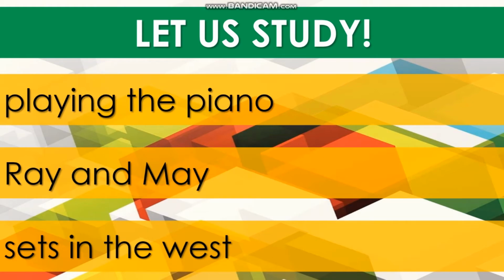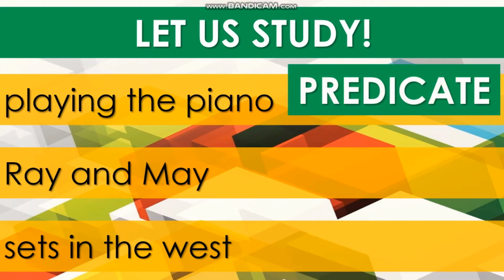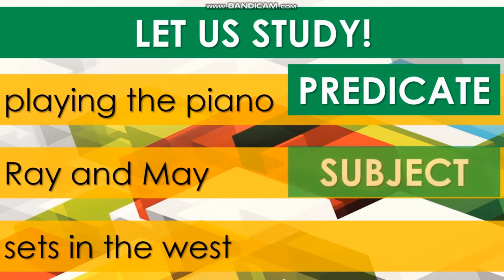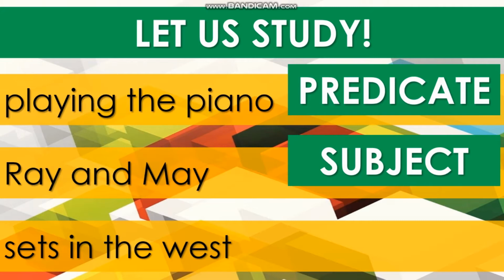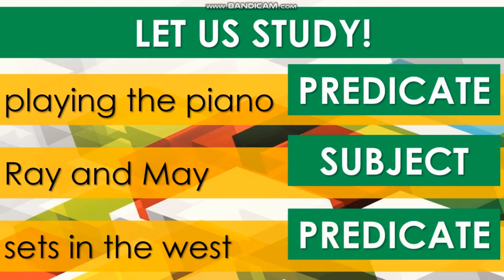According to our definition, a non-sentence can either be just a subject or a predicate. Let us analyze our examples. Playing the piano. What do you think it is? Is it a subject or a predicate? Very good. It is a predicate because it tells us an action. Number 2. Ray and May. A subject or a predicate? Precisely. It is a subject. Number 3. Sets in the west. Perfect. It is a predicate.